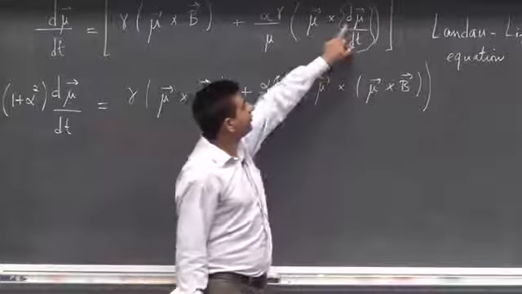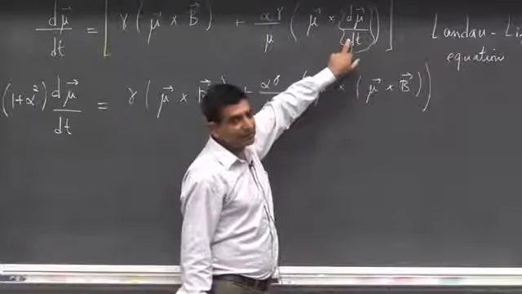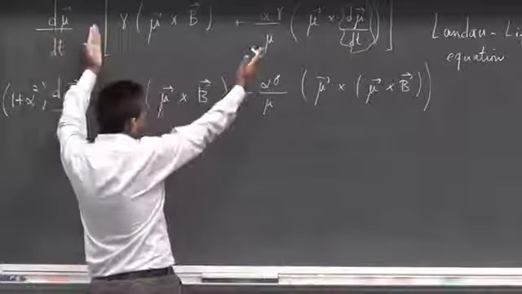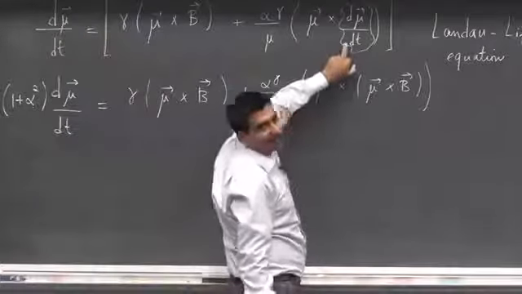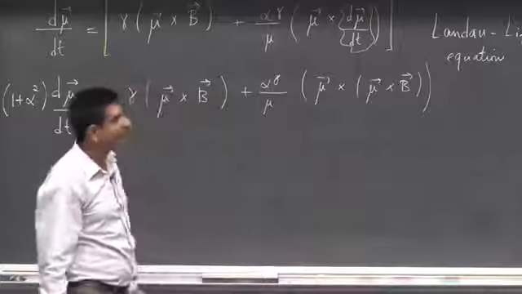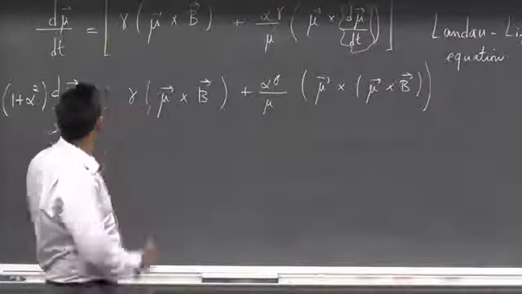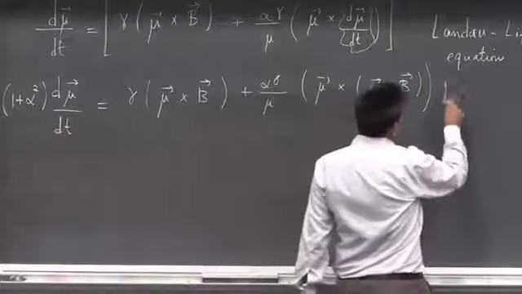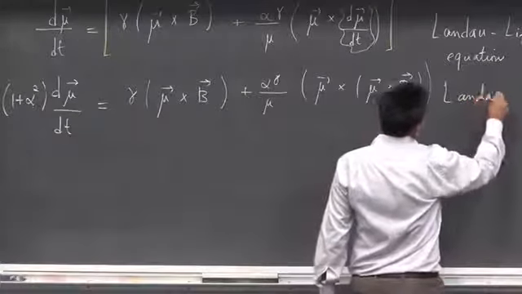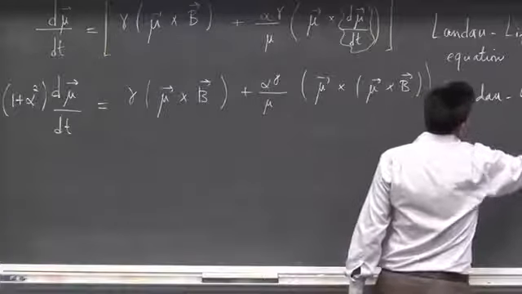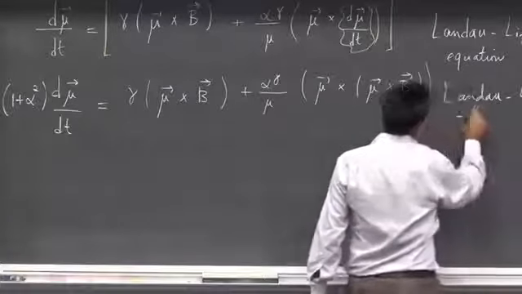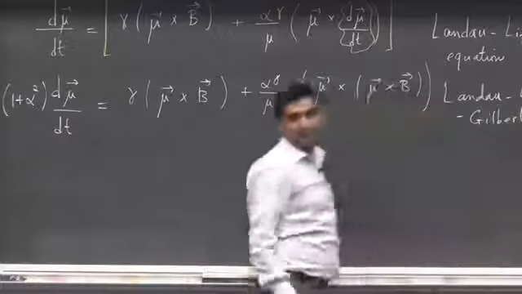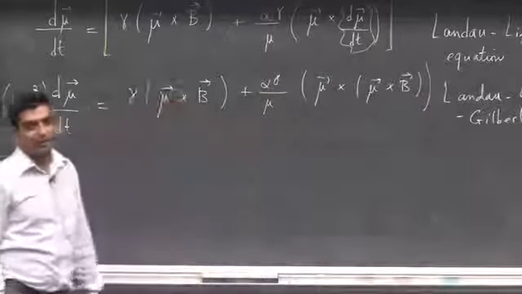And then in order to get rid of this term which appears on the right hand side, you would take the value of d mu by dt, which is all of it, and put it in here. And then you use the vector identities to simplify. You will get this expression. This is a famous equation which is called the Landau-Lifshitz-Gilbert equation, or the LLG equation, or the LLG damping equation.